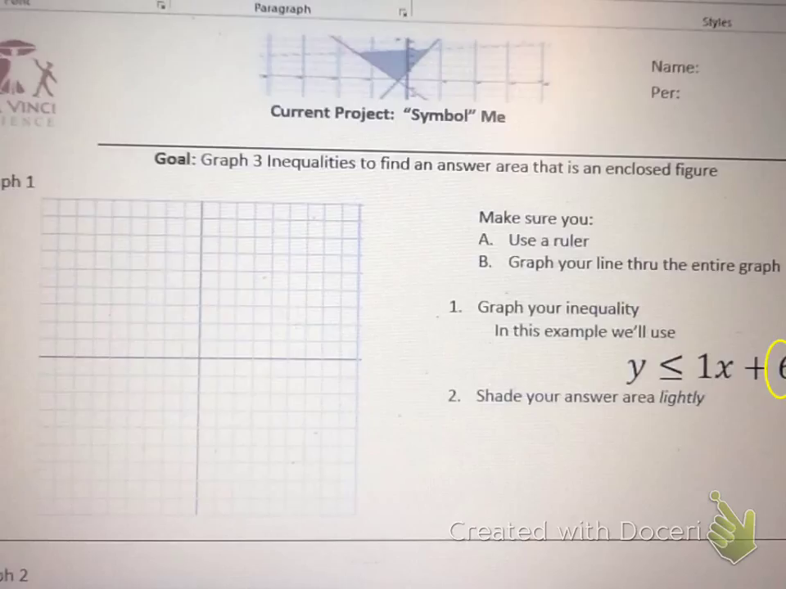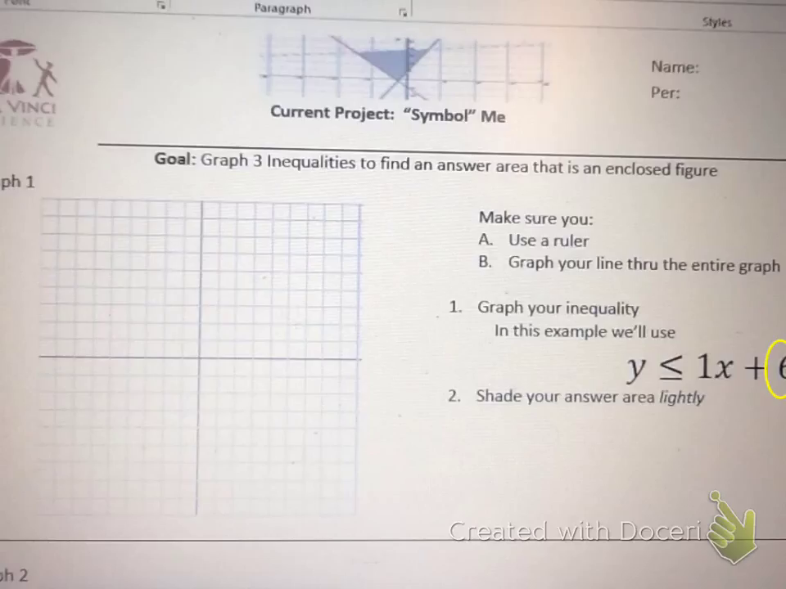Let's take a look at what we have here. The paper you have has three equations. I'm going to just stay on this one graph though. I want you to shade as I shade and work along with me, which is mostly stuff you already know. We're just going to put it all together in this video.